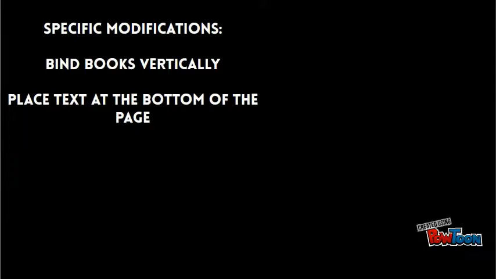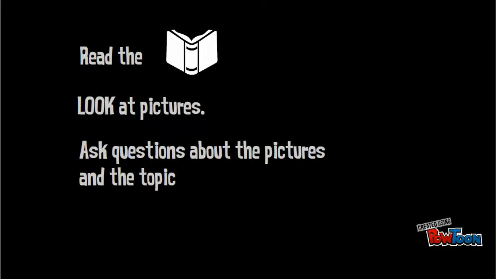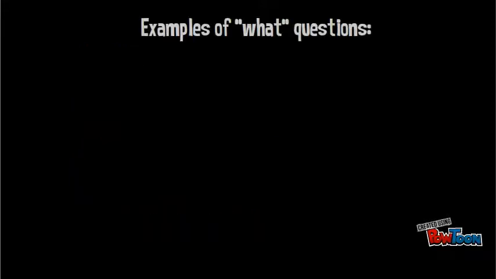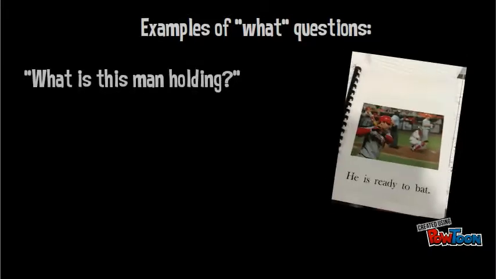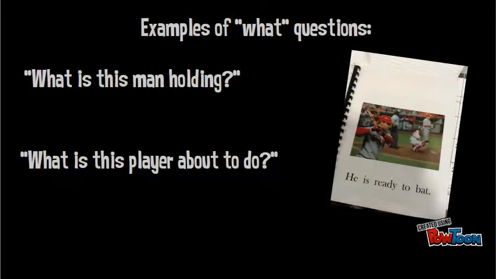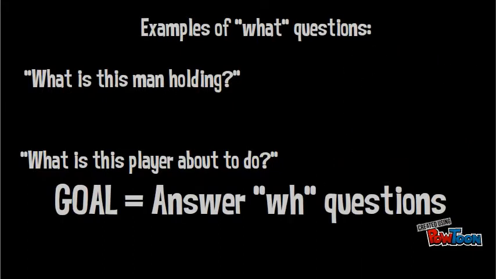When I work on an adapted book with Cade, we really pick it apart in the beginning. We read the book a few times. We dissect the pictures. I ask him questions about the pictures and about the topic, trying to activate any prior knowledge. Now, about baseball, he has quite a bit of prior knowledge. Some of the questions I might ask him specifically about pictures might be, "What is this man holding?" Or, "What is this player about to do?" The goal we are trying to work towards in using these books is that Cade can answer WH questions.